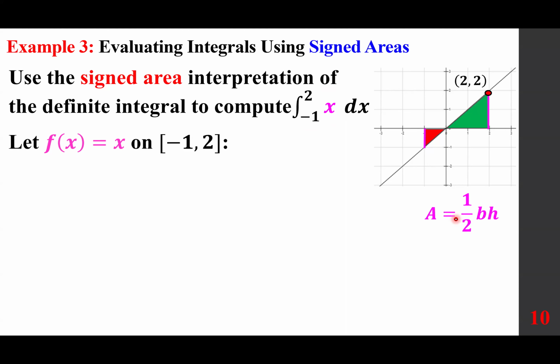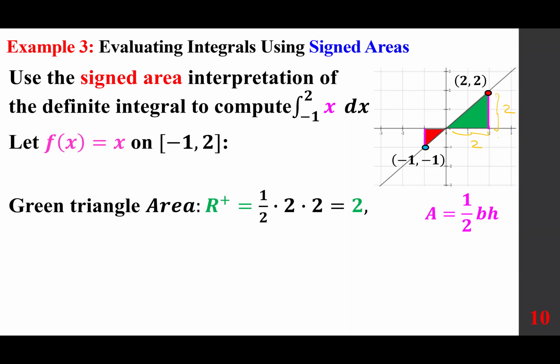And you also notice this point has coordinates (2, 2). This point has coordinates (-1, -1), which means this distance or height is 2. This base or this distance is also 2. So the area for the green one is 1/2 times 2 times 2, or 2.